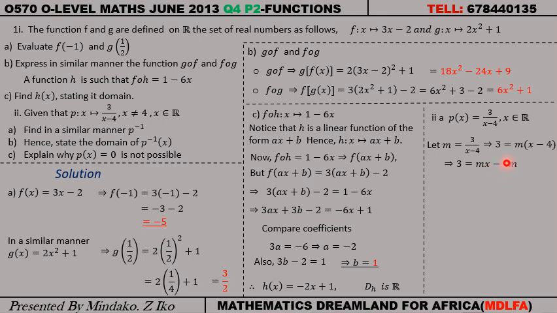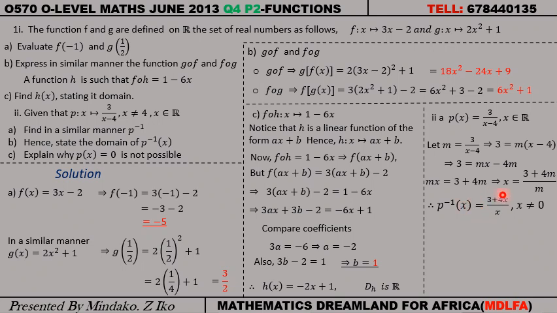I'm going to take this -4 and send it to the other side. If -4 crosses the equality sign, the sign changes to positive. So at the end of the day, I'm going to have mx equal to 3 plus 4m. Now I can divide all through by m, such that my x is just going to give me 3 plus 4m divided by m. So my inverse function, p inverse of x, is just going to give me 3 plus 4x divided by x, and x should be different from 0, because if x is 0, this function will be undefined.